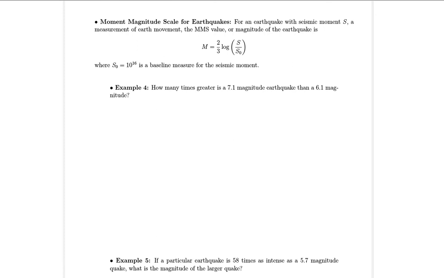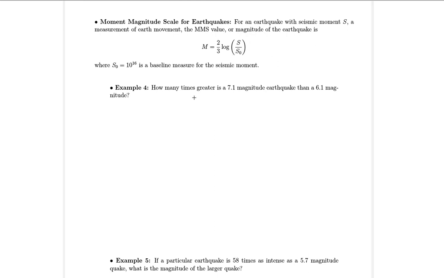Well, magnitude is a scale that's based on logarithms. So the way you do it is you take 2/3 times the log, the common log, of S, which we refer to as the seismic moment. Just think of it as a measure of the energy output of that earthquake, divided by S0. Now, S0 is kind of a baseline measure for the seismic moment. And you can use the number 10 to the 16th if you want. In a lot of problems, you don't necessarily need to use that specific number, but that's what it is.